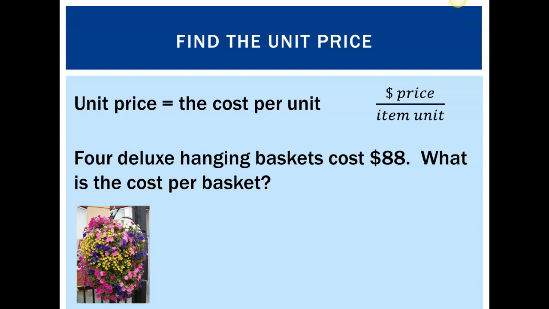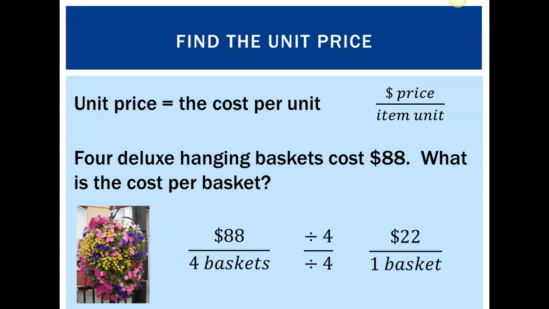Since we are finding the cost per basket, we know that the cost or the price goes on top and the number of baskets goes on the bottom, even though that's opposite of the order that they're given in the word problem. The first thing we will do is write the given rate of $88 for 4 baskets. Since we need a denominator of 1, we will divide by 4. Once we divide by 4, we learn that it costs $22 for 1 basket.